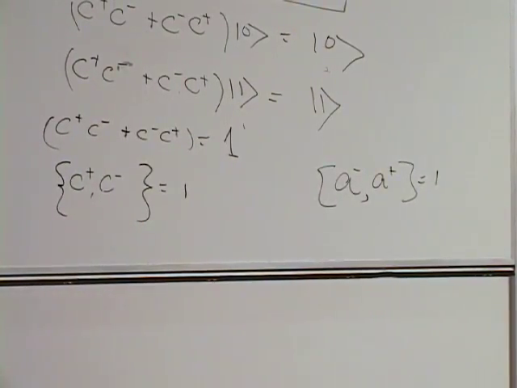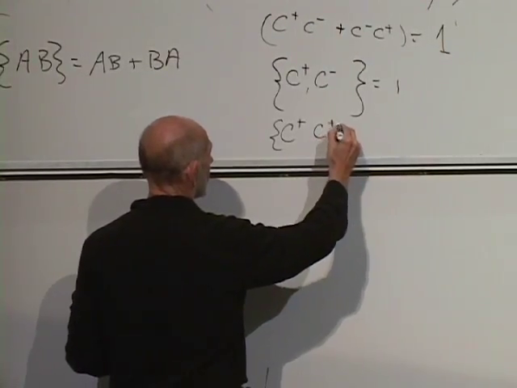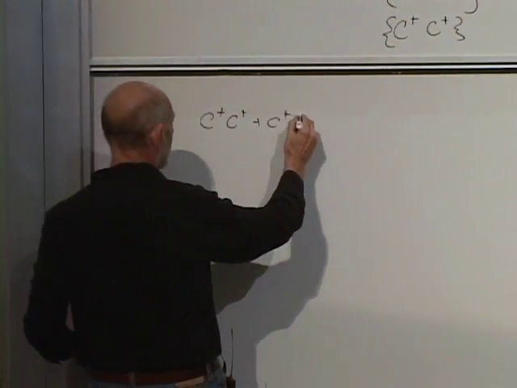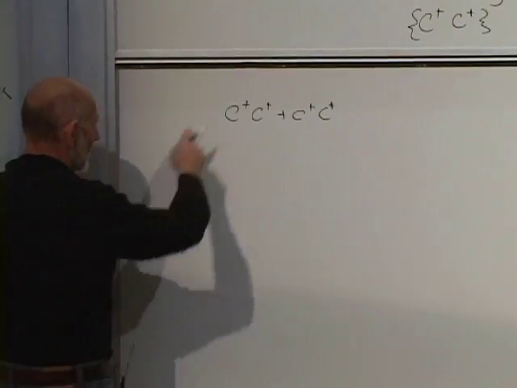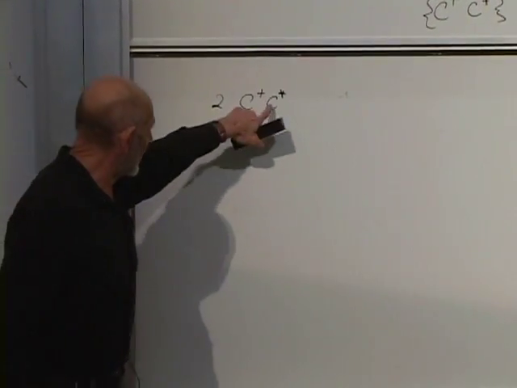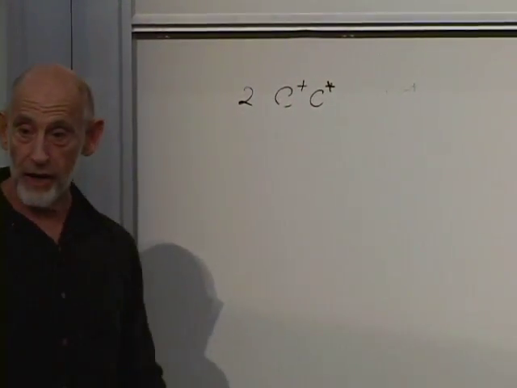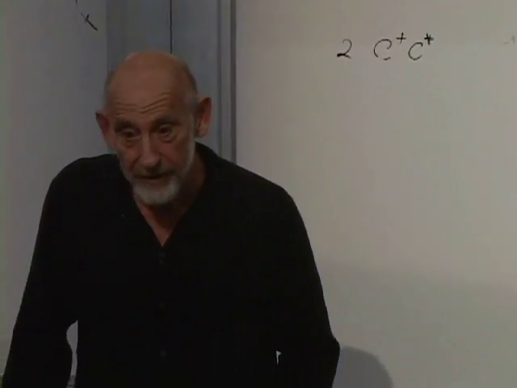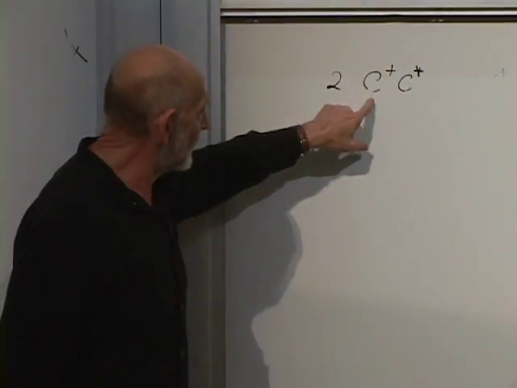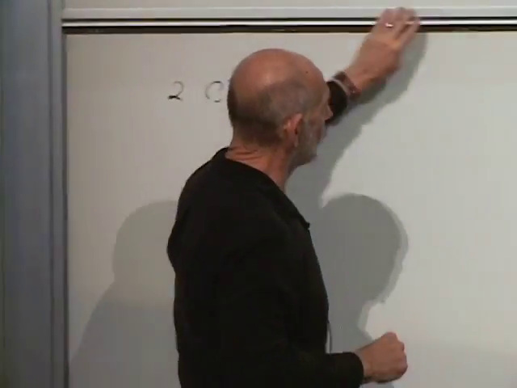Now, what about the anti-commutator of C plus with C plus? It is just C plus C plus plus C plus C plus, which is twice C plus squared. What does this give when it acts on anything? If it acts on the vacuum, it can create a particle, but then the next one tries to create a particle on top of a particle which is already there. You can't do that. So whatever it acts on, C plus squared always gives 0.